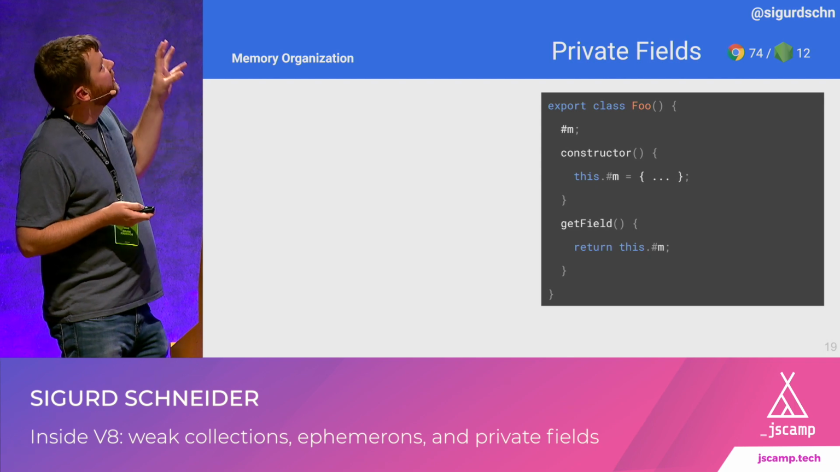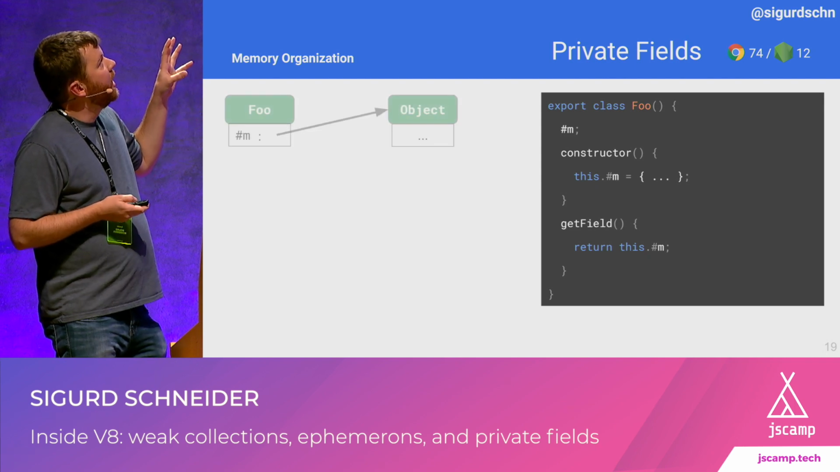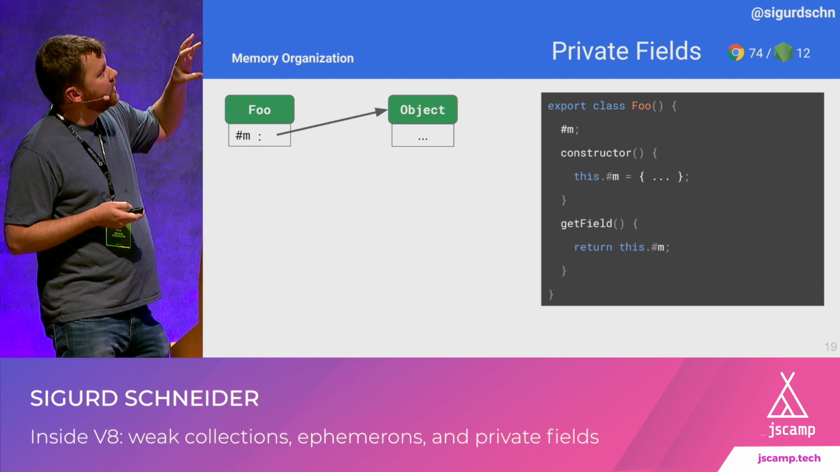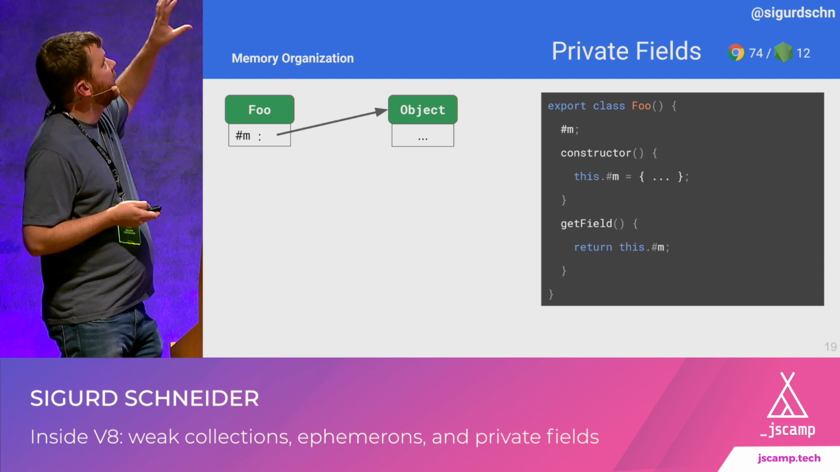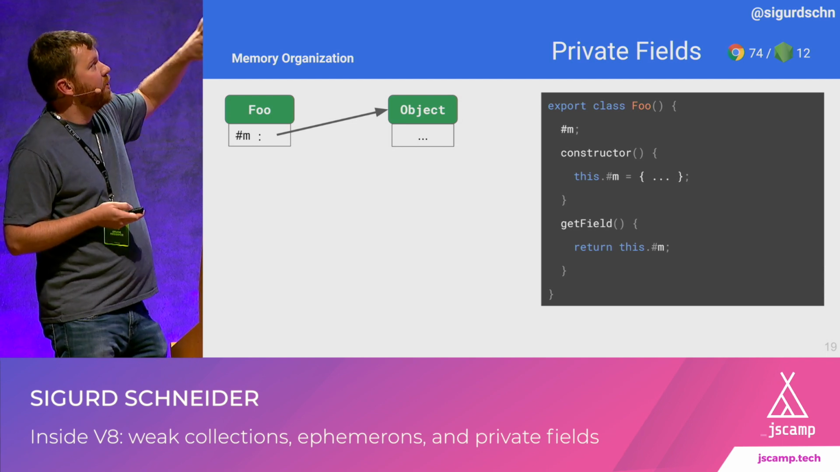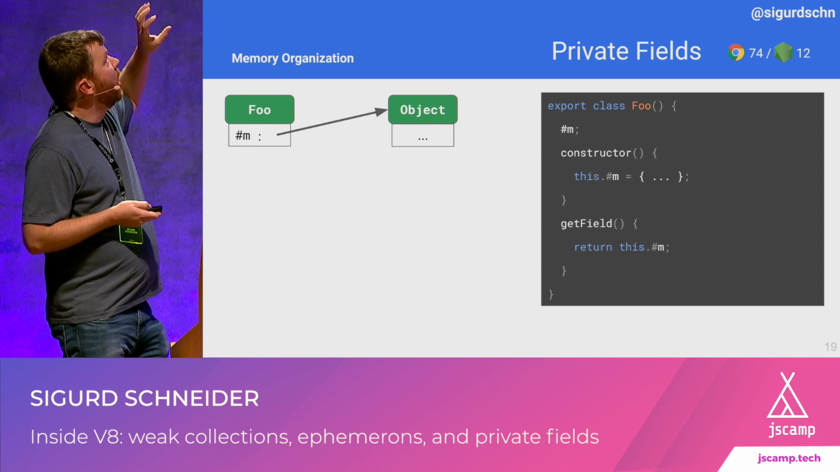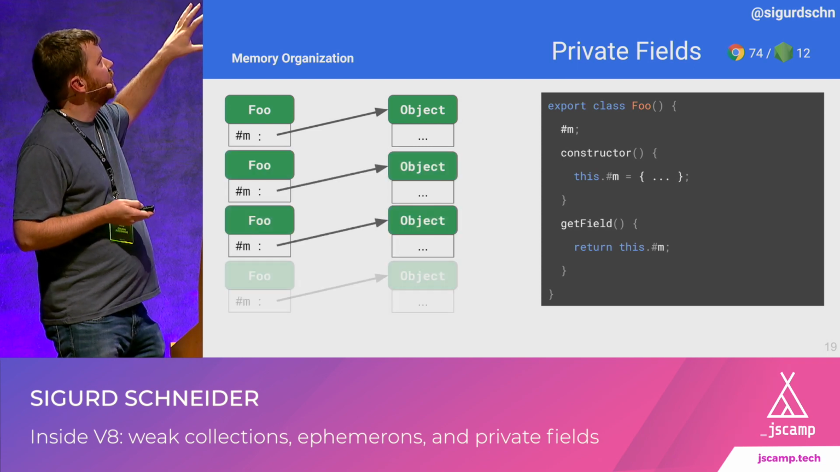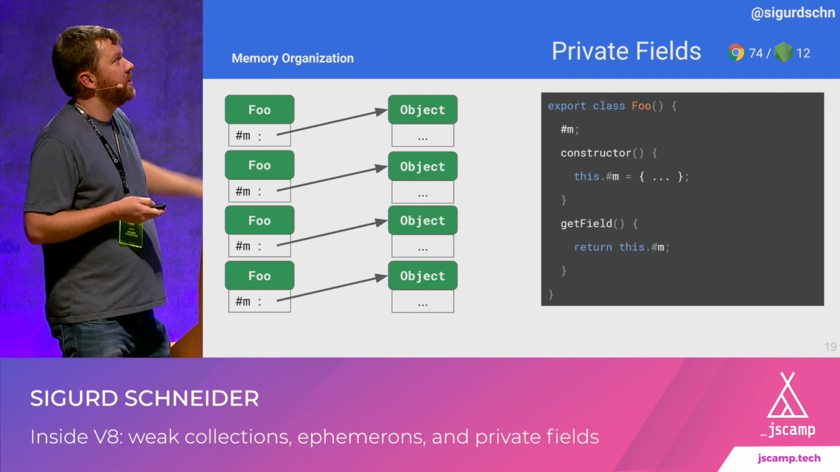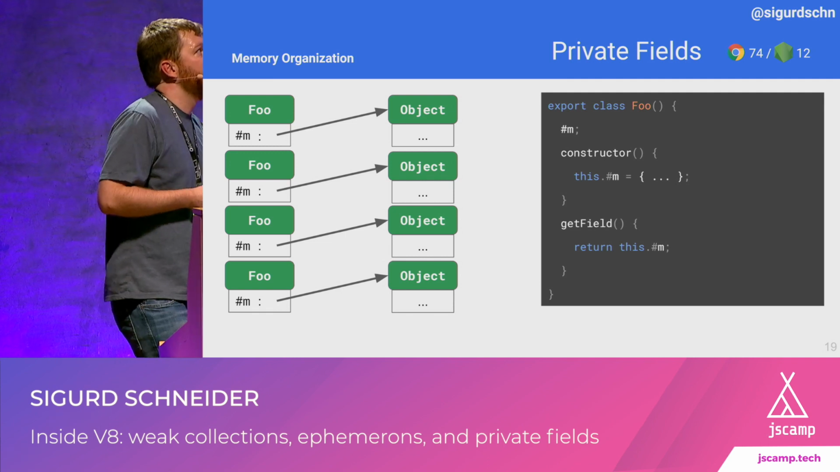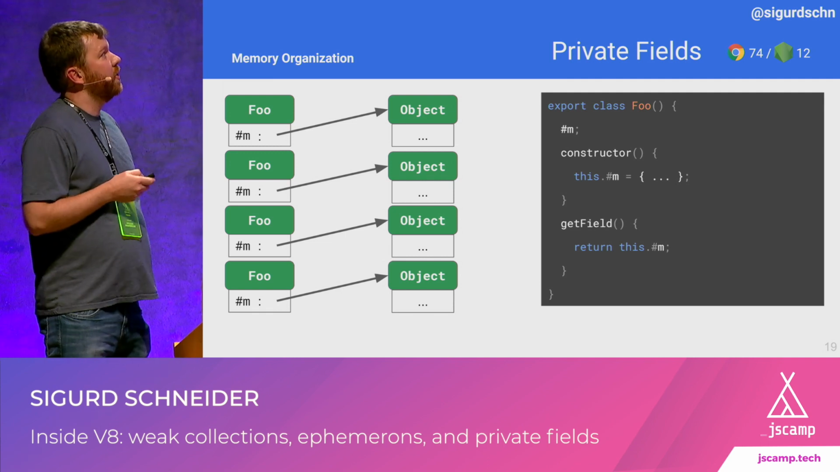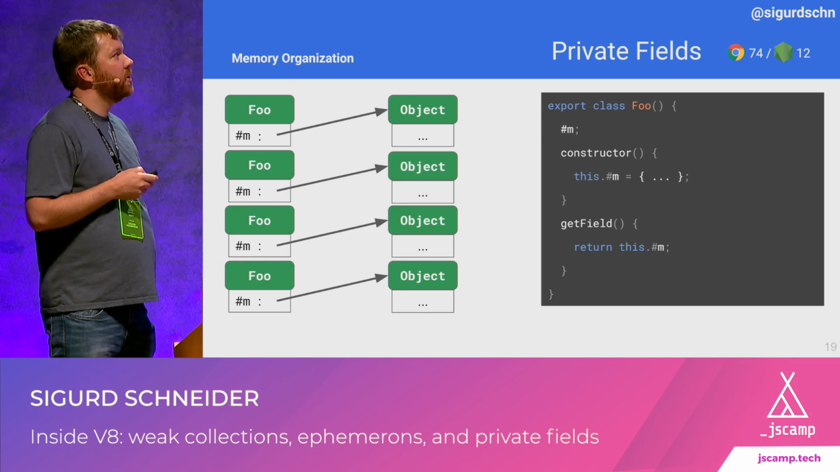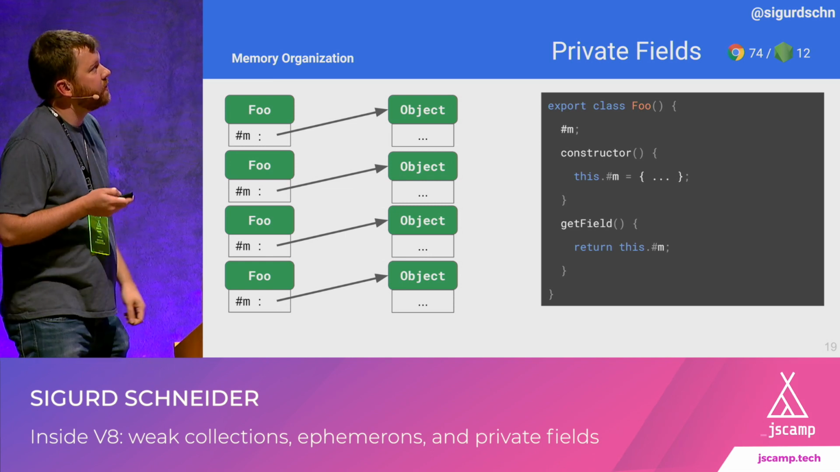What I'm interested in is the memory organization. And the memory organization for this foo object looks like an ordinary property. The private field just becomes a property on the object. That means whenever you create a foo object, there will be some space in the object that is reserved for this property, and it can point out to whatever you associate with it.